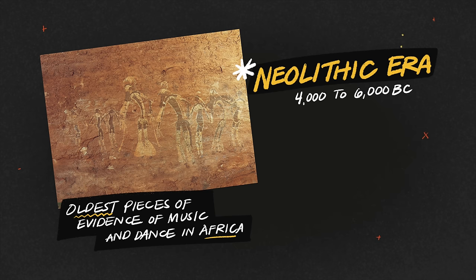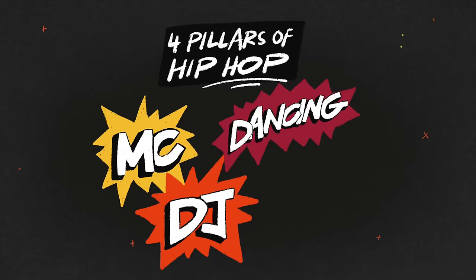But wait, we got music, we got dance, we got rock paintings? Sounds an awful lot like the four pillars of hip-hop we started with, the DJ, MC, breakdancing, and graffiti. It's like we've gone so far back that we're looping around again. But look, that's as far back as we can go, alright? That's like 8,000 years ago. Let me do my wrap-up and let's get out of here.